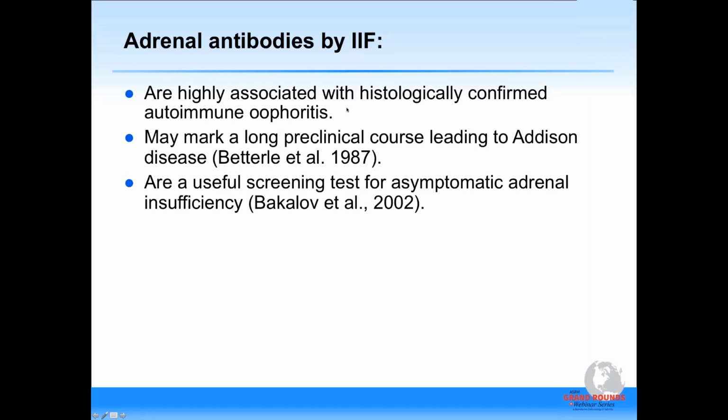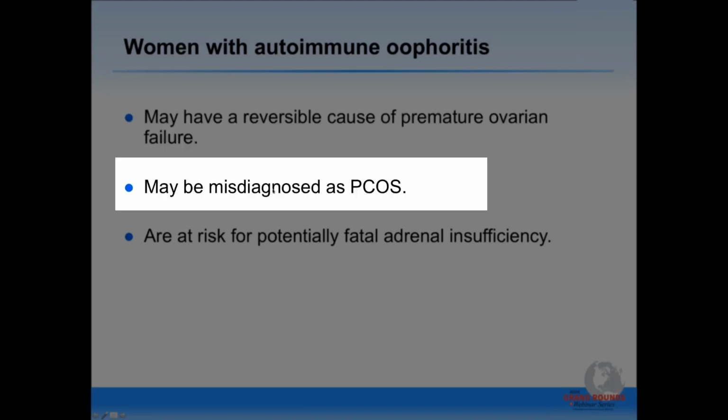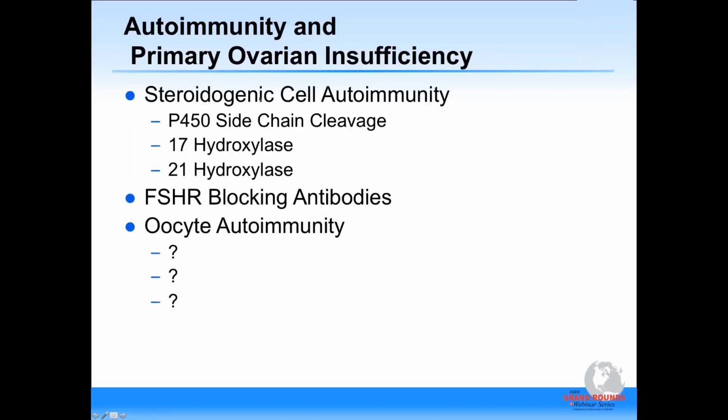So adrenal antibodies by immunofluorescence are highly associated with histologically confirmed autoimmune oophoritis. They may mark a long preclinical course leading to Addison's disease, so we need to be aware of the signs and symptoms of that. And they're also a useful screening test for asymptomatic adrenal insufficiency. So women with autoimmune oophoritis may have a reversible cause of POI. They may be misdiagnosed as PCOS if you just look by ultrasound. And they are at risk of potentially fatal adrenal insufficiency.